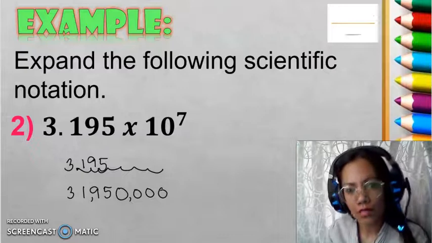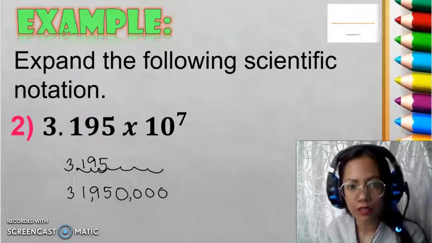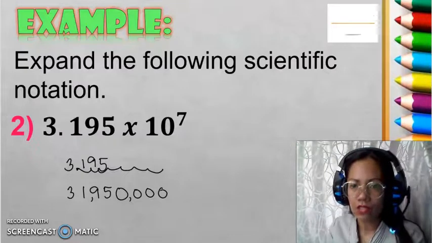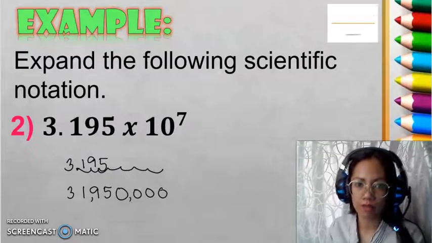So there you go, grade 7 learners. I hope you learned how to write the numbers in scientific notation and how to expand the following scientific notation.